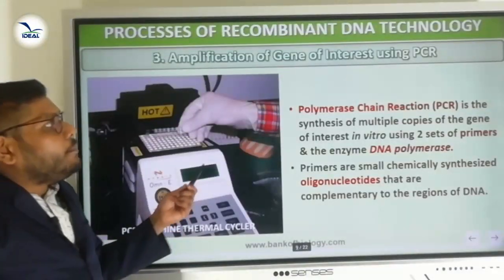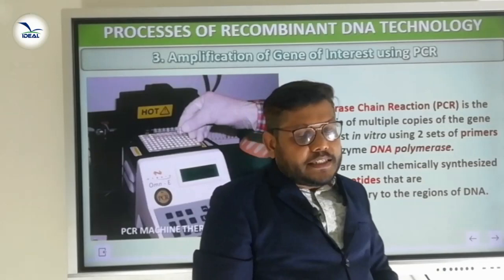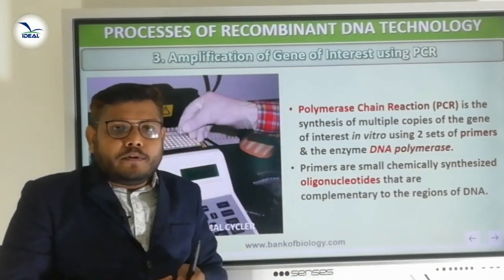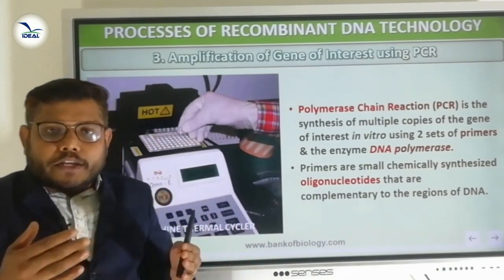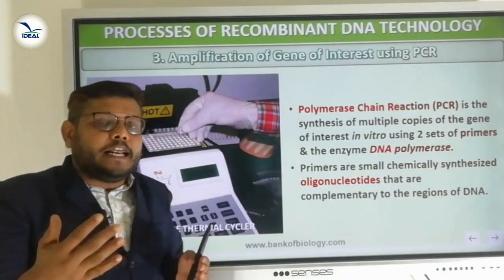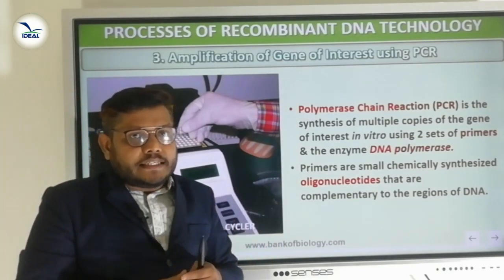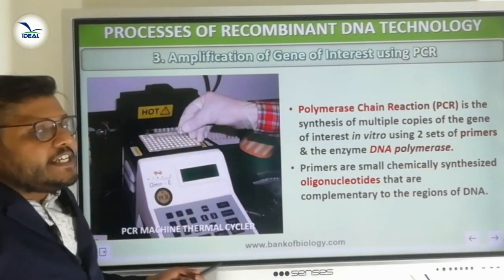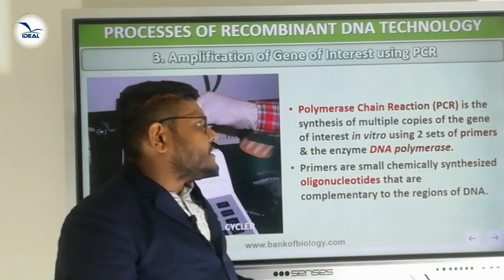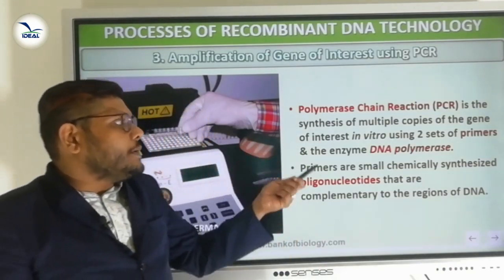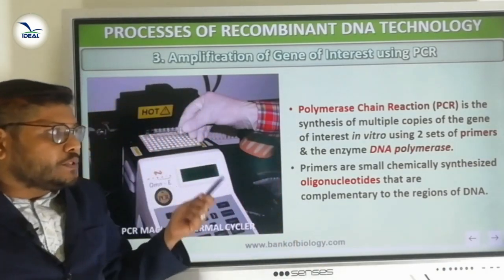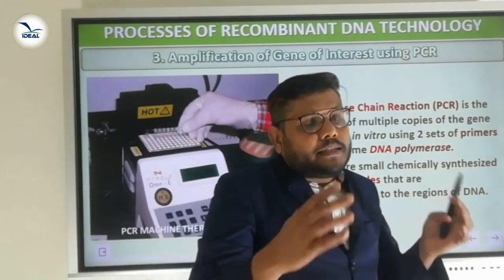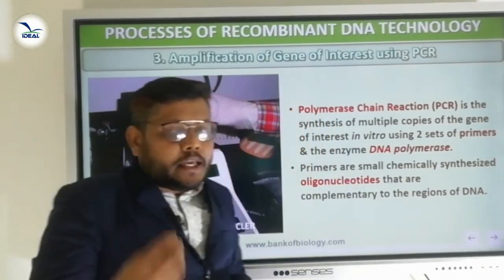Next step, amplification of the gene of interest using PCR. We already got the different fragments of DNA, separated according to their size with the help of the gel electrophoresis technique. What is PCR? Polymerase chain reaction. It is the synthesis of multiple copies of the gene of interest in vitro using two sets of primers and the enzyme DNA polymerase. For PCR, we require the following materials.